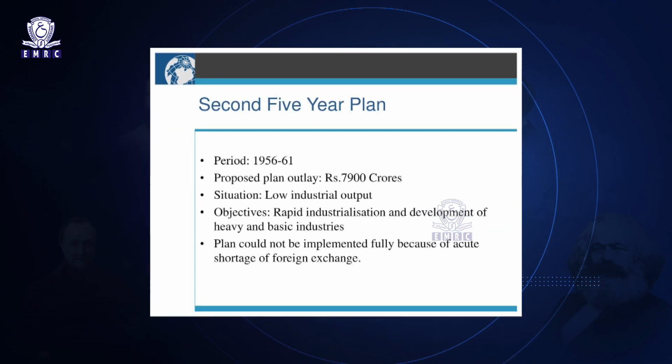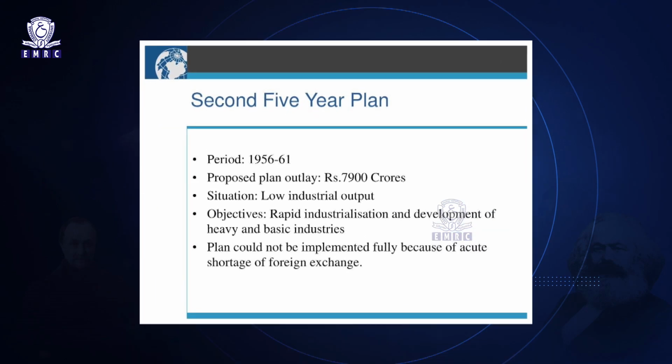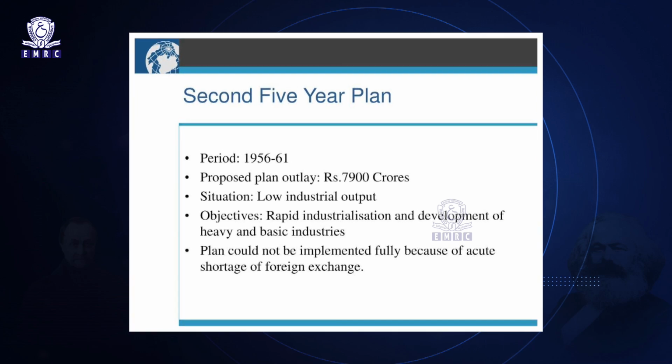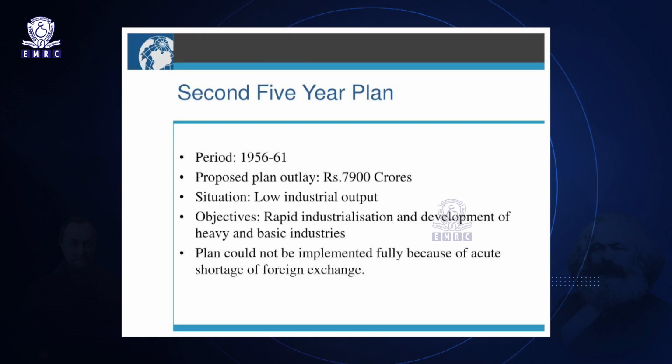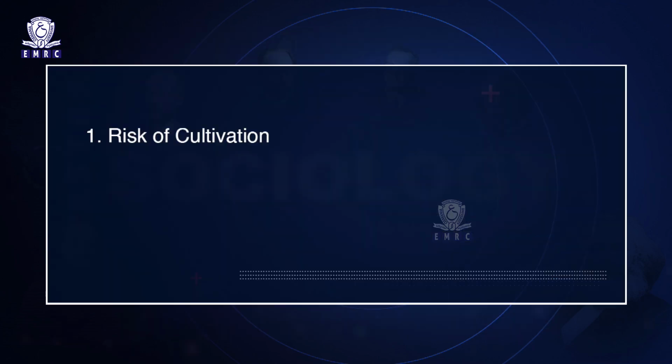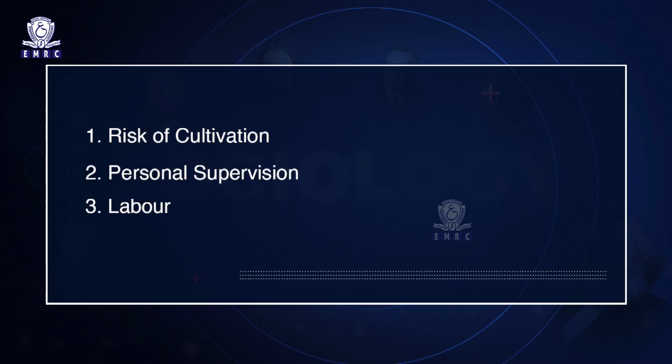With a view to bringing about uniformity in the definition of personal cultivation as adopted in different states, the second 5-year plan specified that personal cultivation should have 3 elements. Number 1, risk of cultivation. Number 2, personal supervision. Number 3, labor.